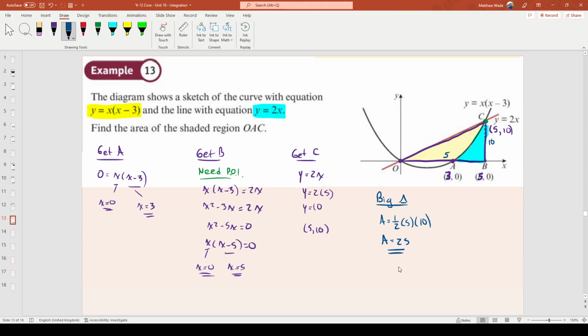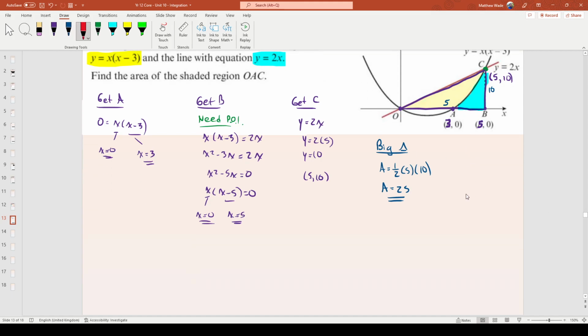Cool. Now, that's the easy part done. Now, for the hard part, the actual things that you have to do for this, we need to get the blue area. So we need to get the shaded area, the area under the curve. So get the blue shaded area.